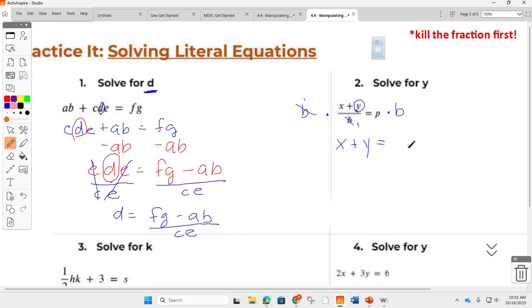What do we have left on the right side, Sanaya? What do we have left over here? Yes, and how are we going to write it? Yeah, just PB. And so, once again, solving for y, that's y plus x or x plus y, so we're going to subtract x from both sides. And y equals PB minus x. Y equals P times B minus x.